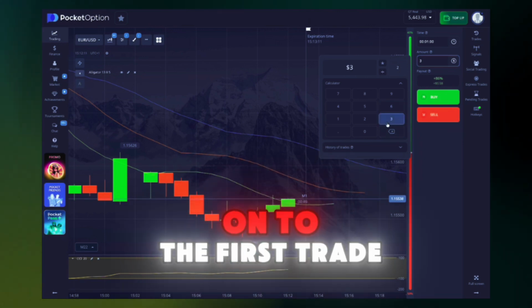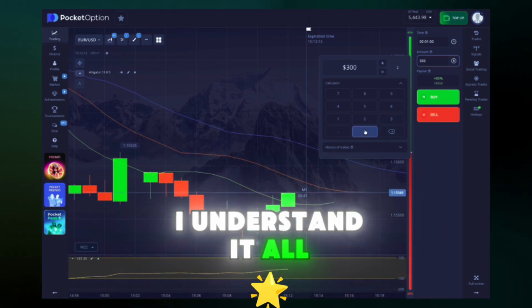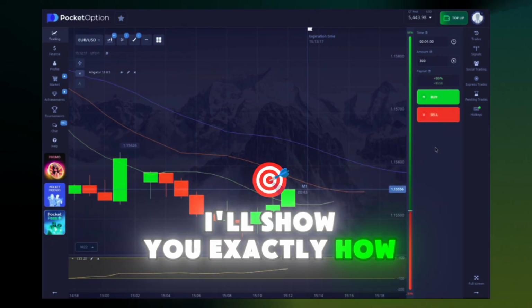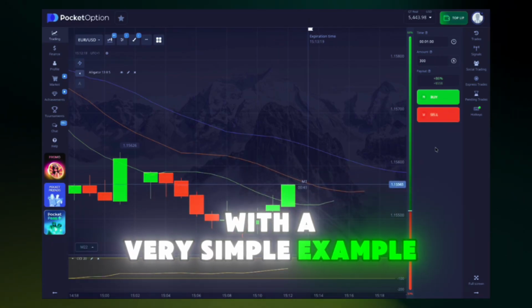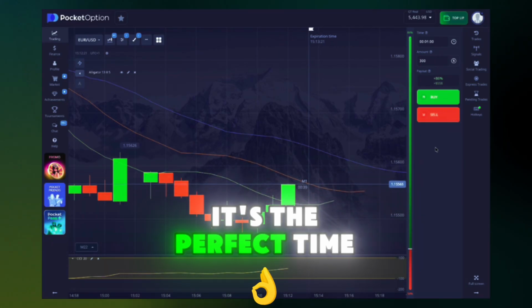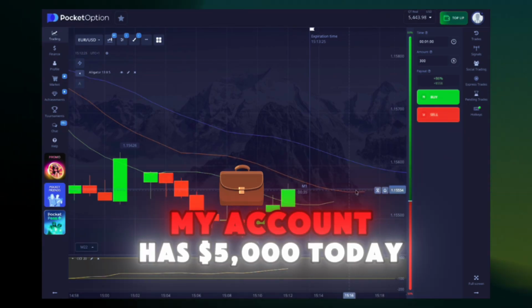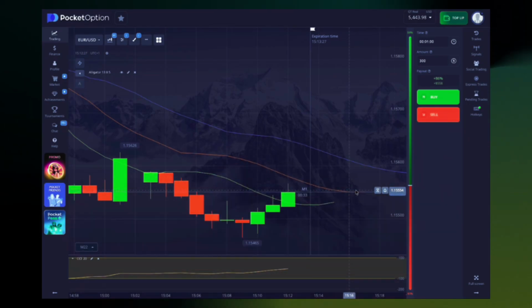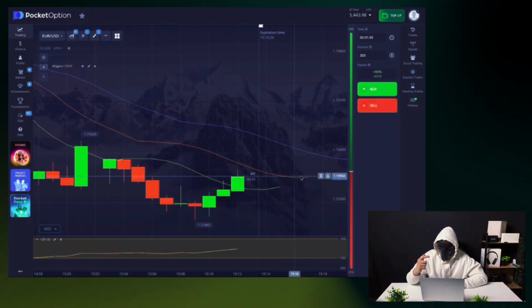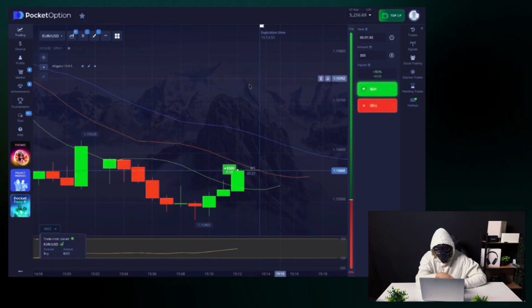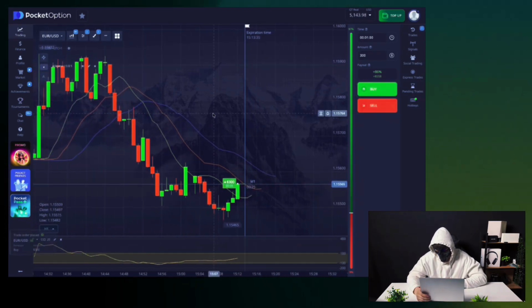So guys, let's move on to the first trade. I understand it all sounds complicated, so let me do this instead. I'll show you exactly how everything works with a very simple example. And honestly, it's the perfect time for you to start trading right now. As you can see, my account has $5,000 today. Trades are for 1 minute, the Euro USD pair, $300. So let's go ahead and initiate the first trade in an upward direction according to the indicator, just for 1 minute.